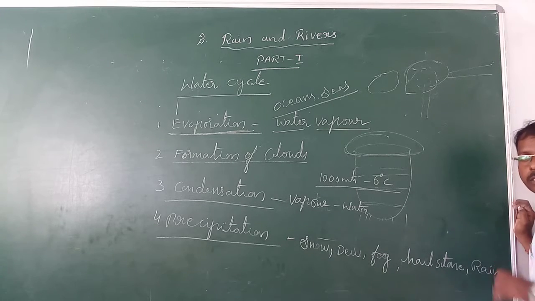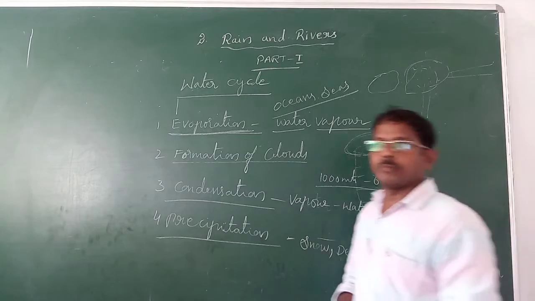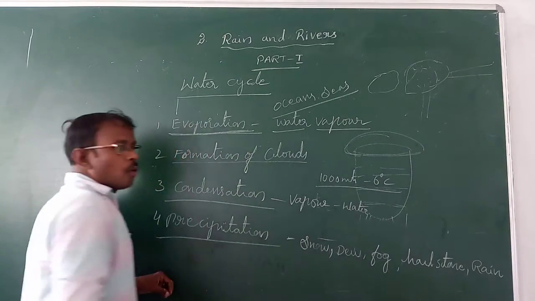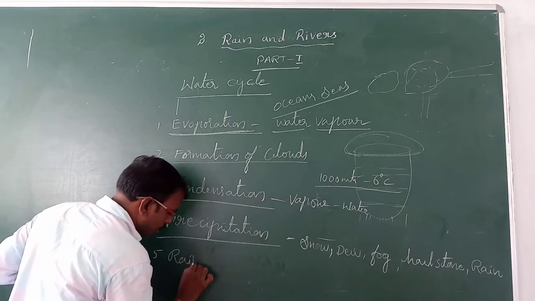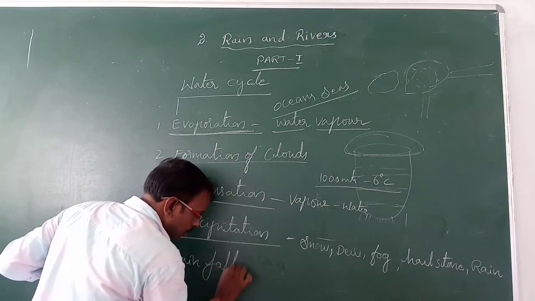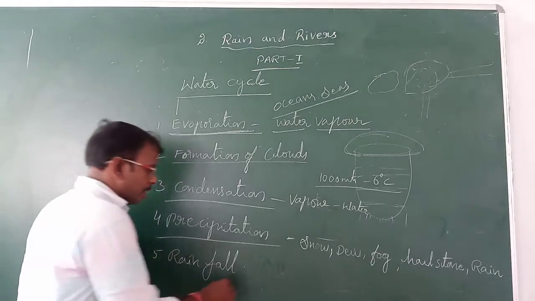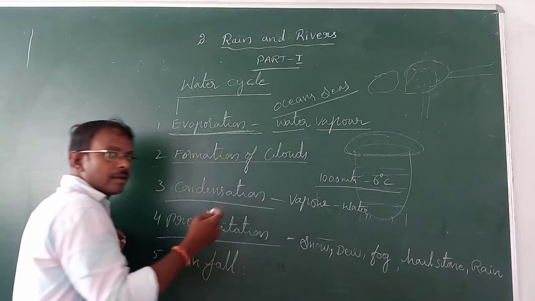on the earth. That is called precipitation. When the precipitation is going on, what happened after? Rainfall, and reaches rainfall. Then what happened?